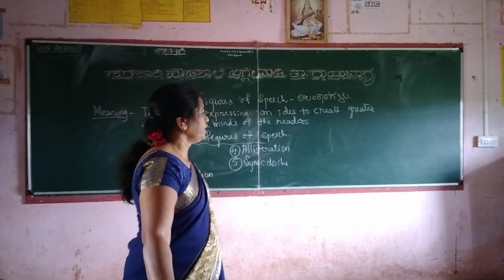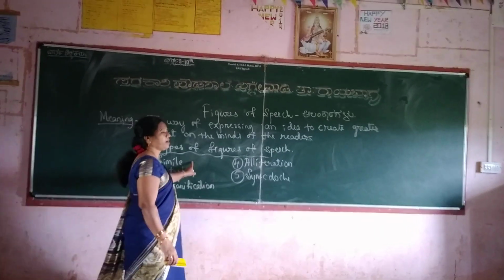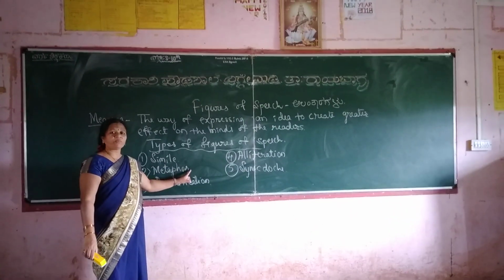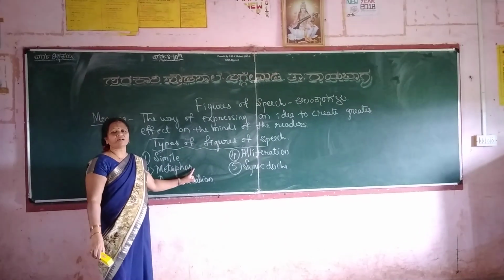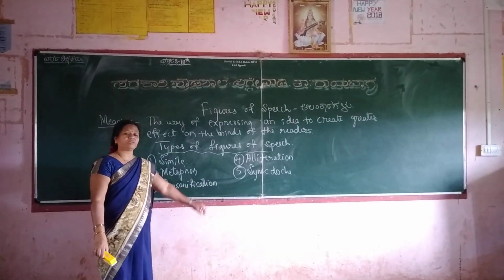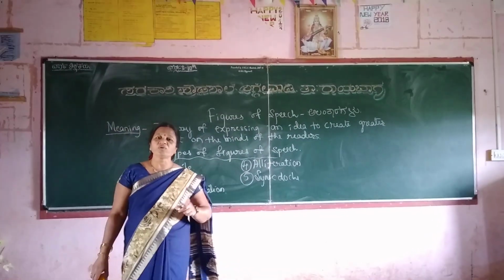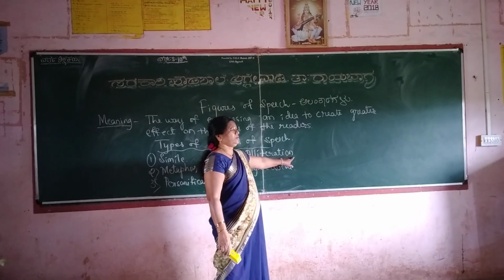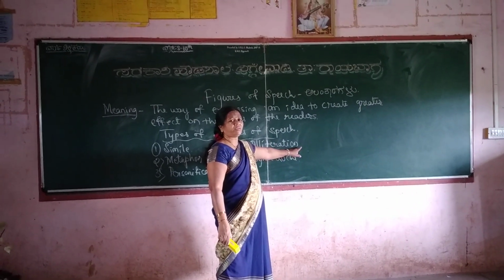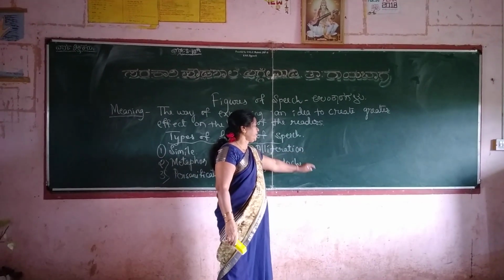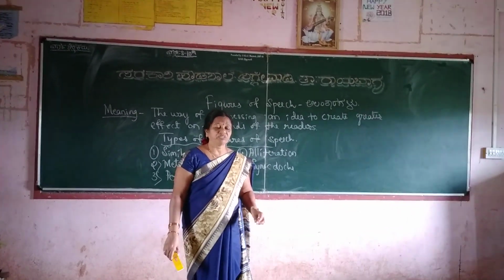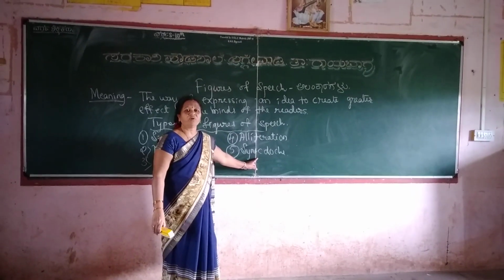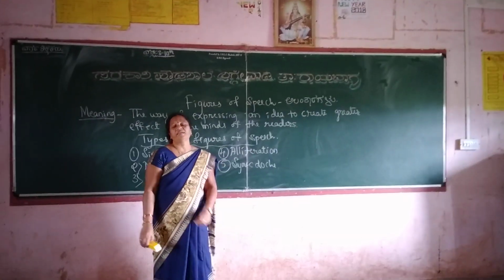Now, first one, simile. What is simile? In Kannada we call it upama alankara. This one, metaphor, rupaka alankara. Third one, personification, chetana gunokti alankara. Here, alliteration: the perfect word for that in Kannada I don't know, but I'll tell the meaning and how we can identify whether it is alliteration or something. And synecdoche also, I will give examples. On that basis, you have to understand what is synecdoche and what is alliteration.